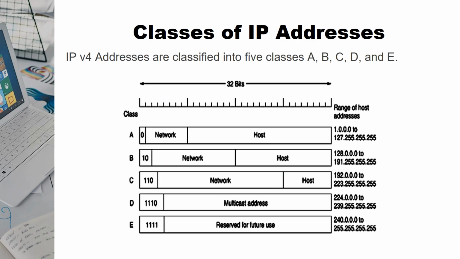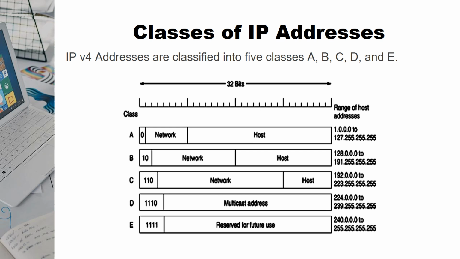Then we have 5 classes of IP address. The first class, class A, is 1.0.0.0 to 127.255.255.255, and it has 8 network bits and 24 host bits. Then on class B, we have 128.0.0.0 to 191.255.255.255, and this one has 16 network bits and 16 host bits.